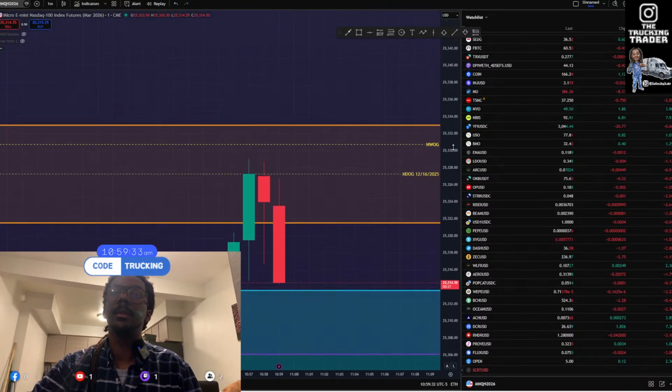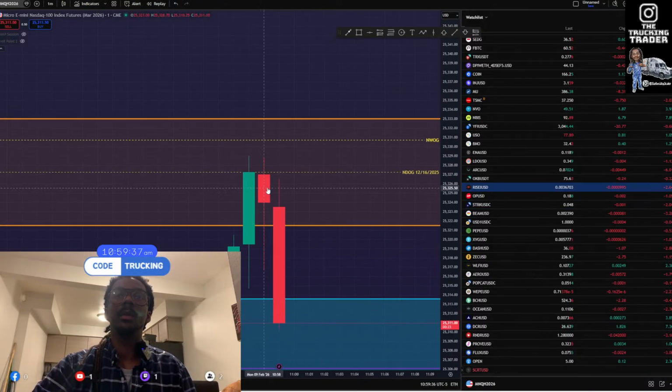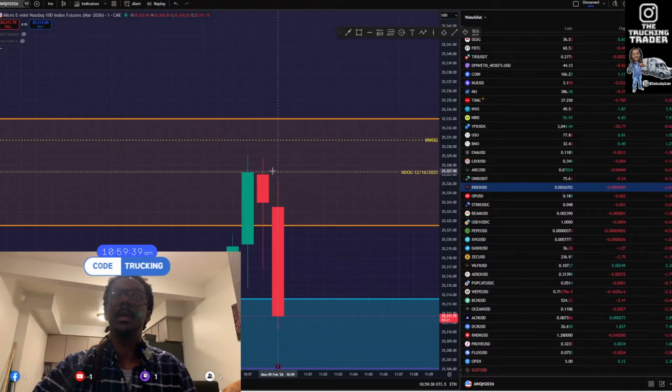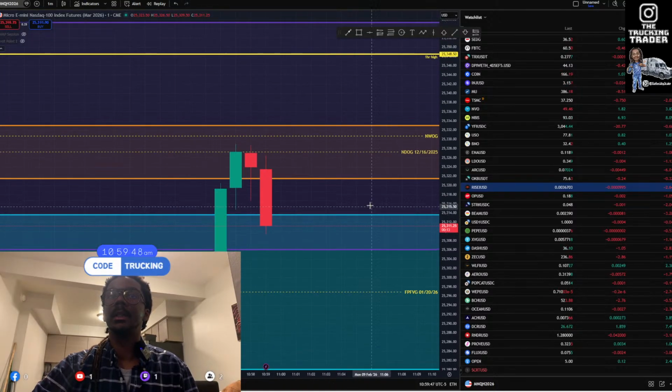So I'm watching the midpoint. Notice how the bodies of these candles on a 1 minute time frame are not closing above the midpoint of this new day opening gap. Then we also have the new week opening gap. So we're going to see what that does to price.